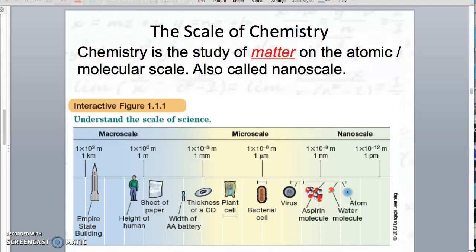So let's get started. The scale of chemistry. We can think about chemistry in terms of scale or size. From the diagram, you can see that chemistry is considered nanoscale, which is really small. So small that we cannot see atoms with our eyes alone, or even with the use of a microscope.